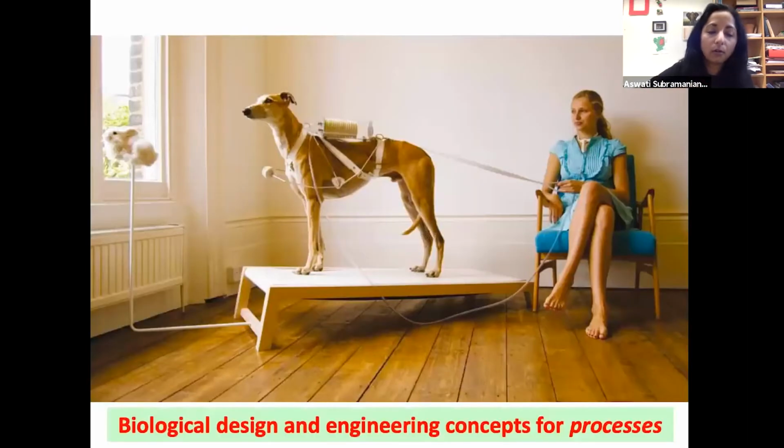And then we can go all the way into a very theoretical system where biological design and engineering concepts have been used for processes such as creating systems where patients who have respiratory issues can use the force of pets, such as these greyhounds, as they are running, as artificial respiratory systems.